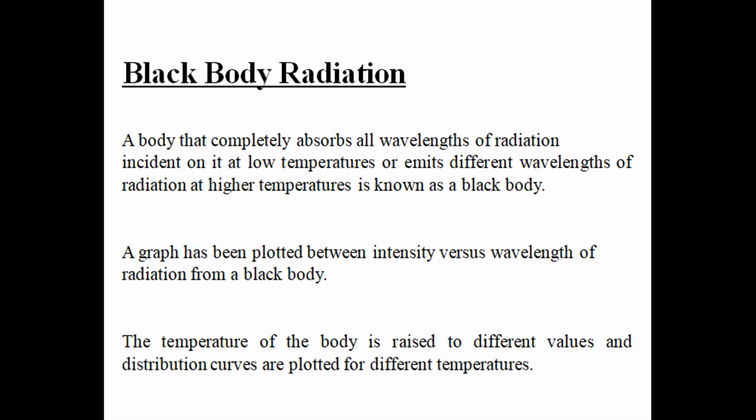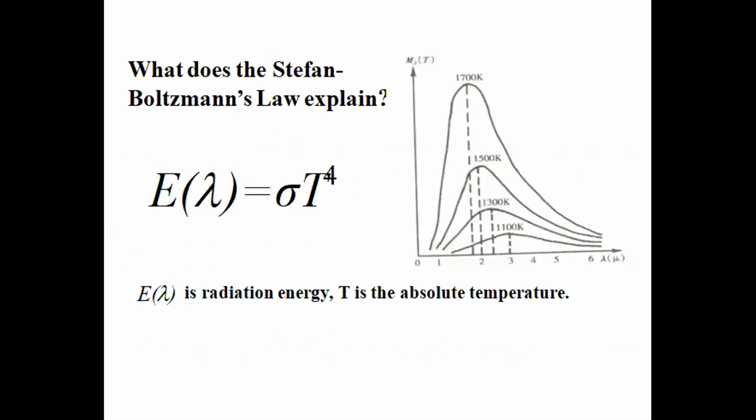In the next slide I'm going to show you the graph of intensity versus wavelength. We don't have a perfect black body; the nearest approach is lamp black or platinum black. The temperature of the body is raised to different values and distribution curves are plotted for different temperatures. This is how the black body radiation varies, so at different temperatures the energy distribution is like that.